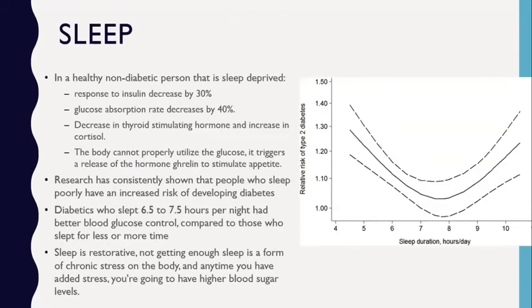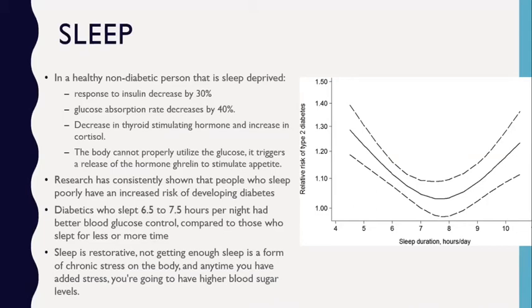And the last is sleep. So sleep does affect your cortisol, and it does affect your blood sugar level. So as you can see in the chart here, a person with 7 to 8 hours of sleep a day has a decreased risk for type 2 diabetes.